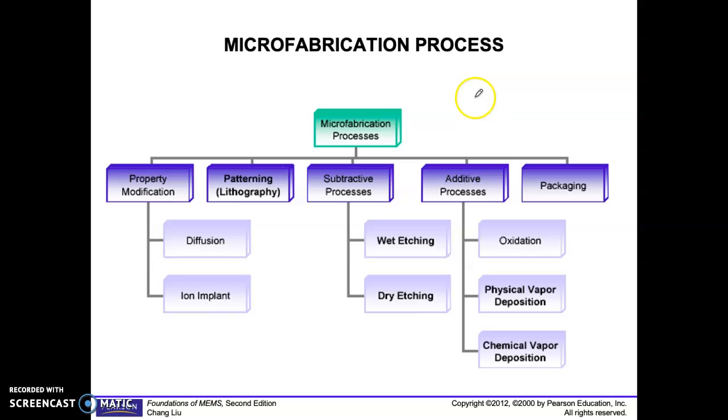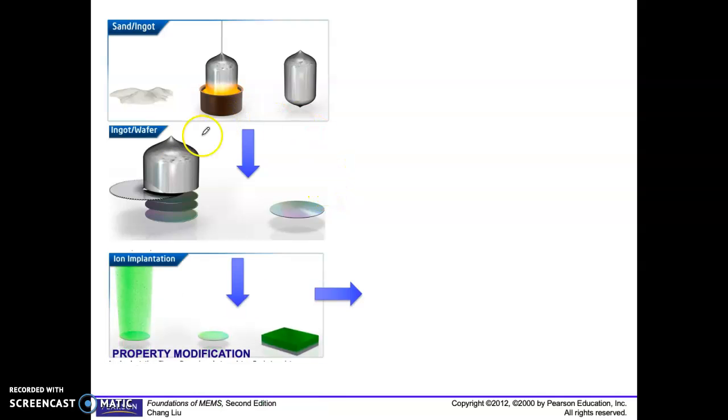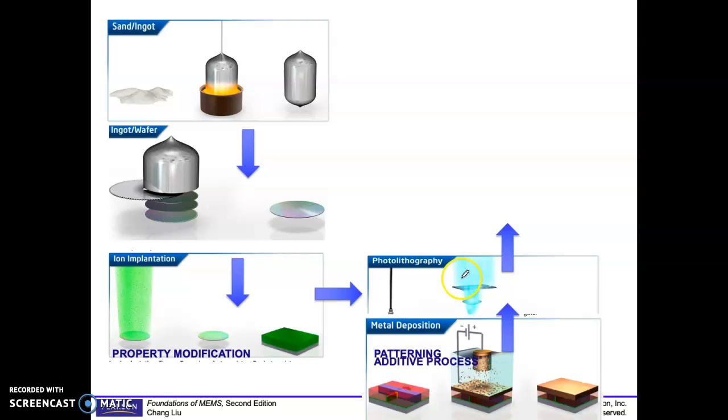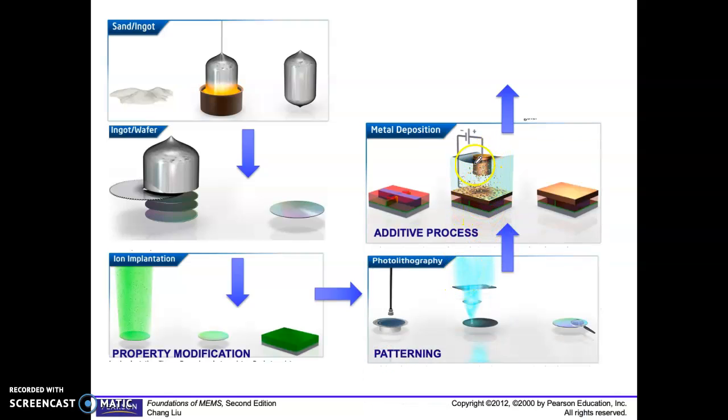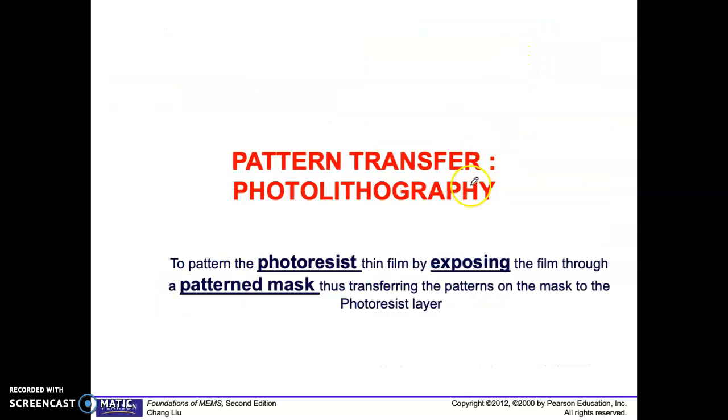Okay, then we go through one by one. First is the silicon fabrication. Then you get the wafer, and let's say you want to dope your silicon with p-type or n-type, you need to do the ion implantation. If not, we're going to skip to the lithography, which is what we call patterning. And then after the patterning, you have some additive, either you want to deposit your metal or other layer, and then you're going to do etch to pattern the layer. Okay, first step. This is what we call photolithography.